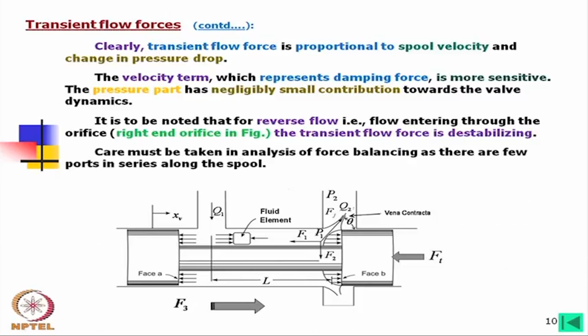Care must be taken in analysis of force balancing, as there are a few ports in series along the spool. Here we are considering one input, which always remains open, so there are no jet angles and other things; the oil comes straight in from the left hand side, and we have considered only one port on the right hand side and analyzed the force. But for a real spool with a few ports, for each and every port we have to analyze how much force is there, and with correct direction and dimensions, we have to add or subtract the forces to get the actual forces acting on the spool.